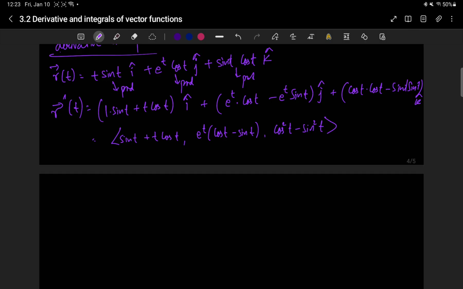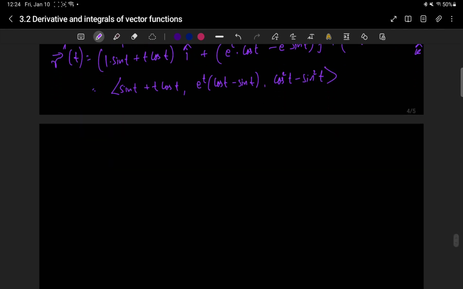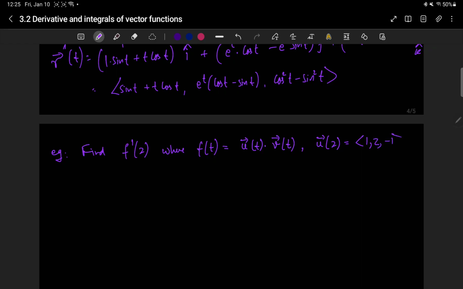So okay, let's look at a slightly different kind of example. Says find f prime 2 where f(t), not a scalar function, it's a vector function, and that's because it's defined as the dot product of these functions, where the value at 2 for u vector is the following. The derivative is this, and v is given as the expression t squared, t cubed.